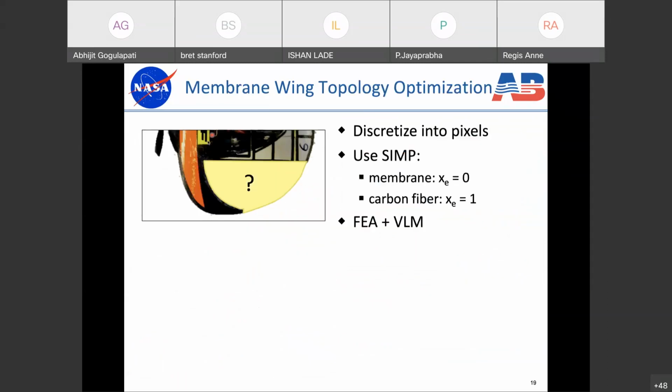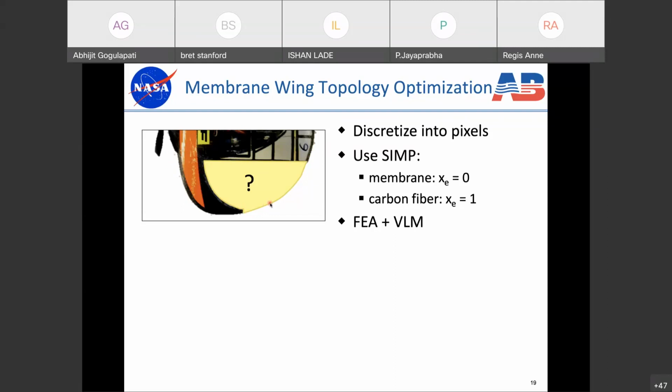We have a top-down view of the vehicle again. We have this leading edge structure which remains untouched. And then we have this central portion here with the hatch. That remains untouched as well. But the remainder of the wing is our design domain. We're going to discretize this into little finite elements, into little pixels, and then we're going to use the SIMP idea as before. And so the SIMP idea means that we assign a design variable to every single finite element.